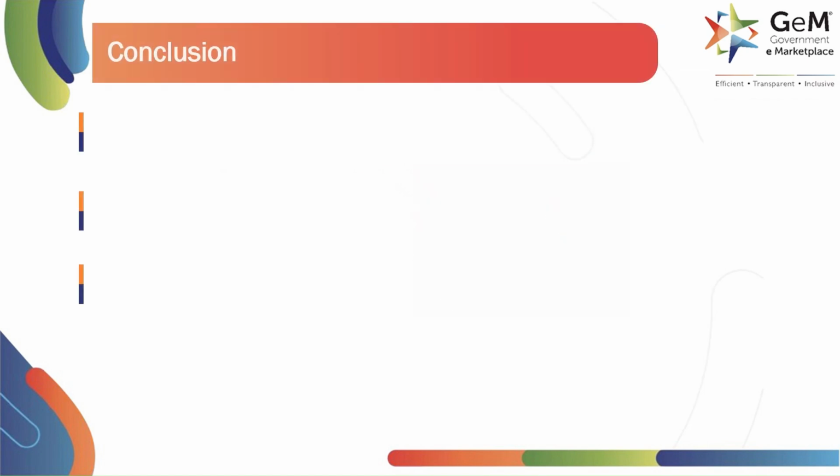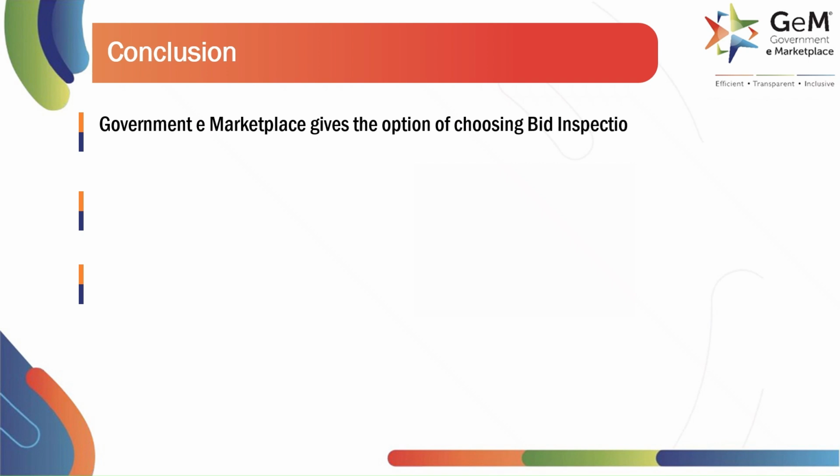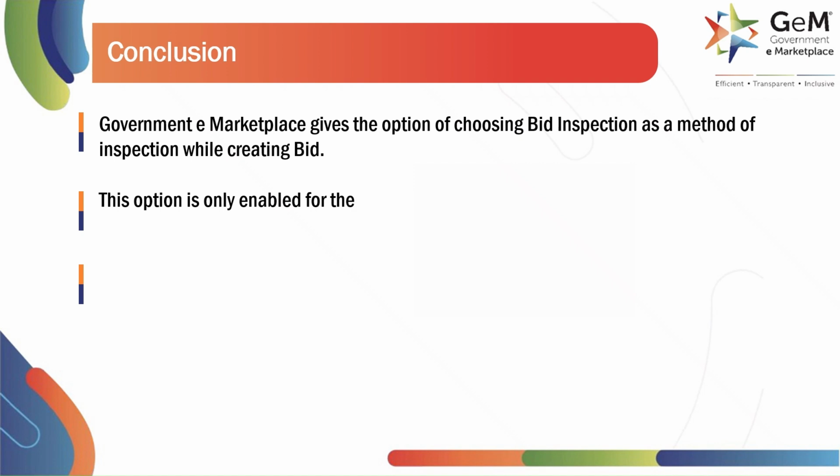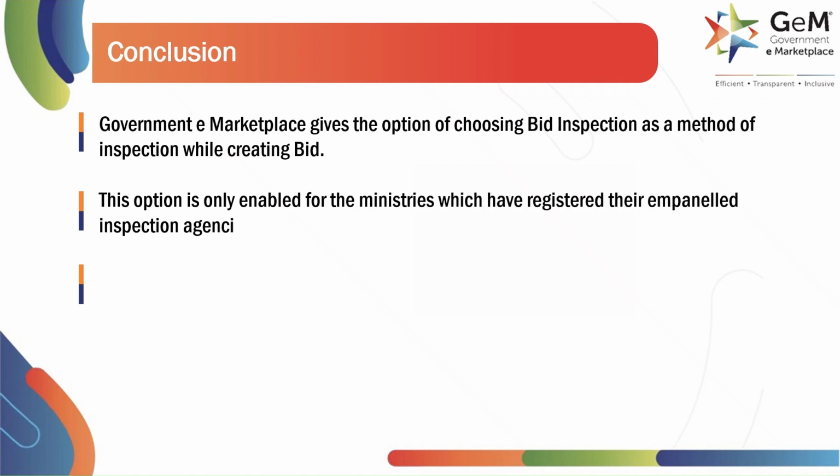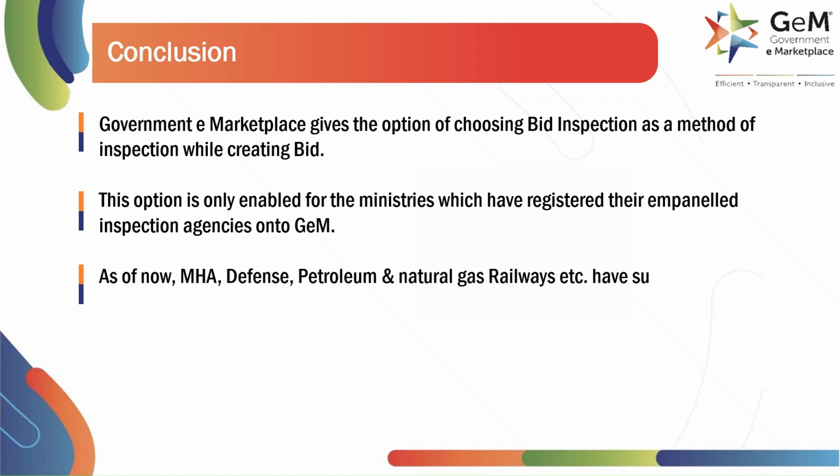To conclude, Government e-Marketplace gives the option of choosing bid inspection as a method of inspection while creating a bid. This option is only enabled for the ministries which have registered their empaneled inspection agencies onto GeM. As of now, MHA, Defense, Petroleum and Natural Gas, Railways, etc. have such agencies registered on GeM.